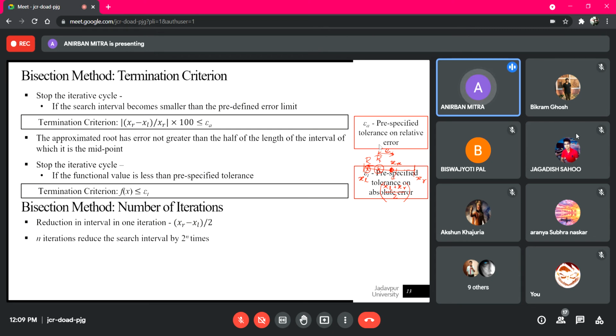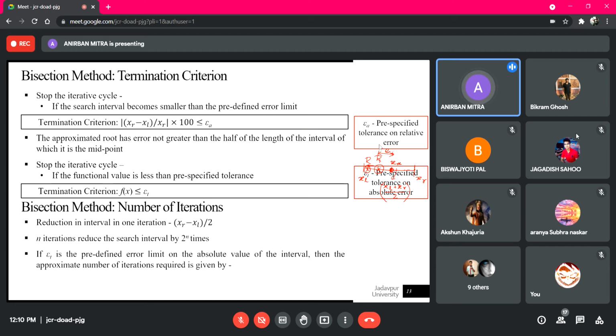So after n iterations, we would reduce the search interval by how much? 2 to the power n times. Simple mathematics. In one iteration, it is reduced by a factor of 2. So in n iterations, it will be reduced by a factor of 2 to the power n.